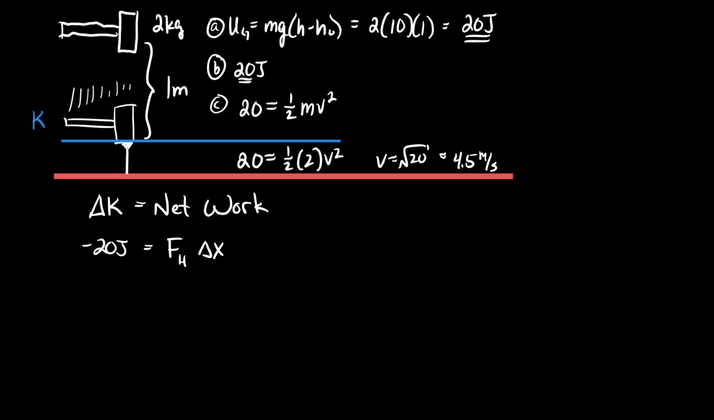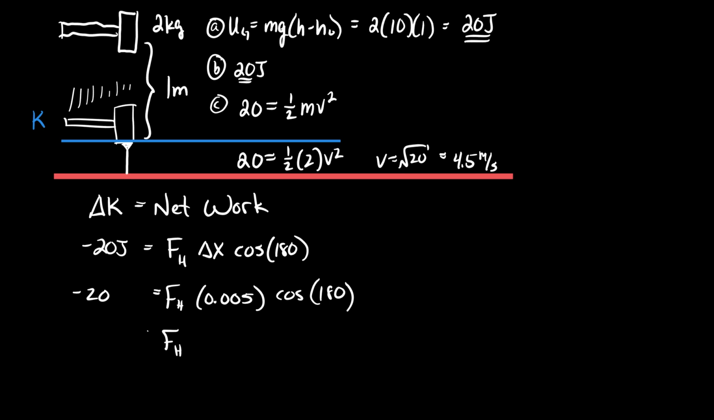You following all that? And I'd say that the force was in the opposite direction of the displacement of the hammer. The hammer went downwards, but the force went upwards on the hammer. Now that displacement was 0.5 centimeter, so that's 0.005 meters. So if I solve this for the force on the hammer, I get 4,000 newtons of force on the hammer.